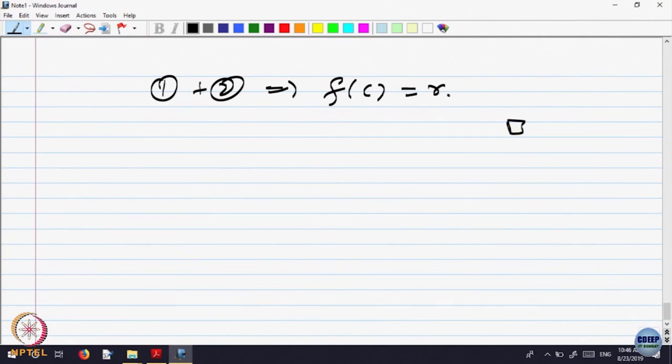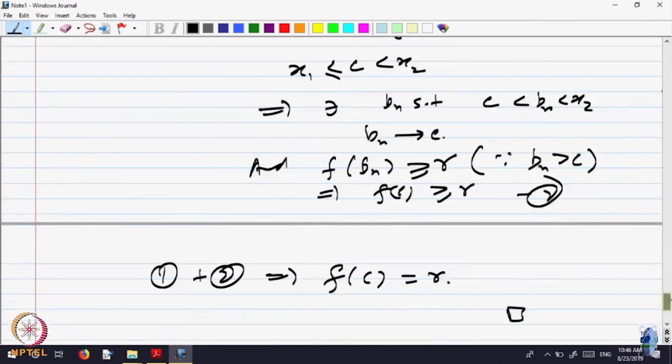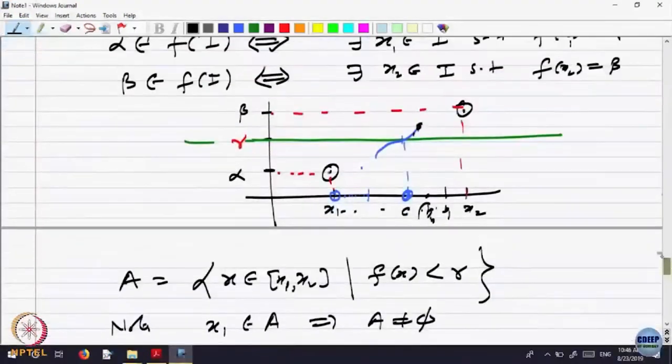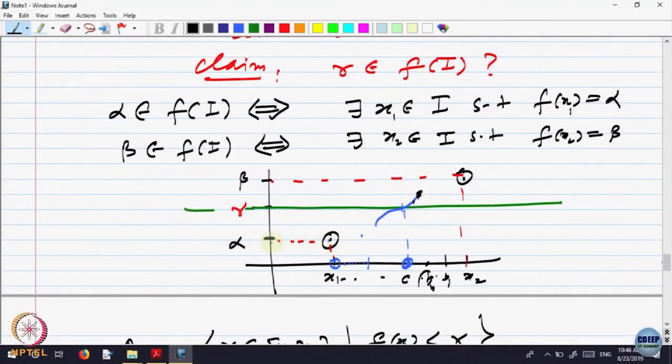So, we are not doing anything surprising, very natural. What we are saying is, if you look at the picture, at this point the value is alpha. So, let me start traveling along this route. Go on moving as long as you remain below the graph and look at the largest value where you stay below. That must be the point where you cross over.